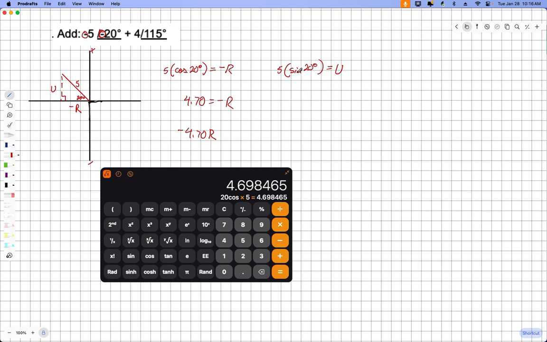Okay, now we do this one. Same thing. 20 sine times 5. 1.71. That one at least was easy for us. 1.71 is the value or the length of u. So that would be plus 1.71 u. Now we do the other one.